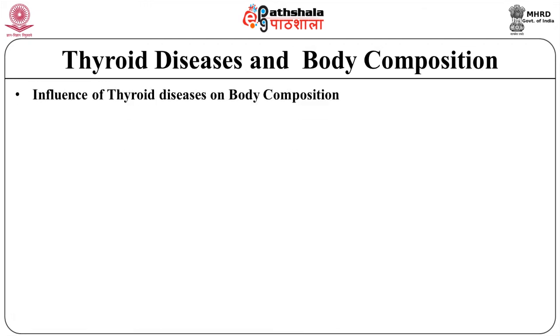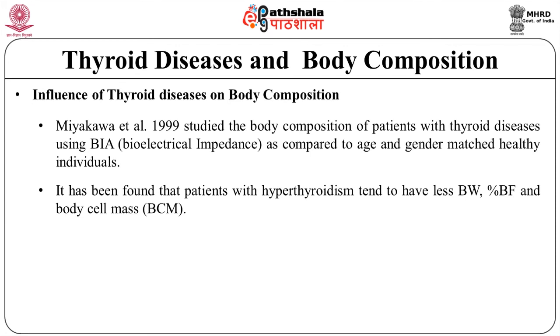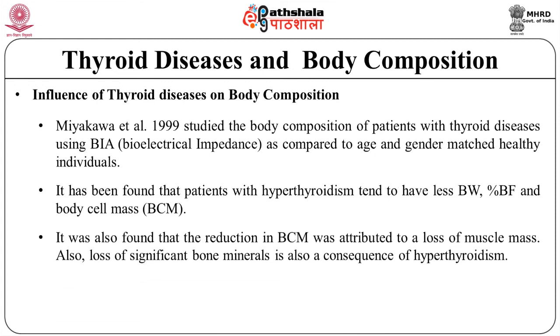Now, influence of thyroid disease on body composition. Maikawa et al. 1999 studied the body composition of patients with thyroid disease using BIA, which is the bioelectrical impedance technique, as compared to age and gender matched healthy individuals. It has been found that patients with hyperthyroidism tend to have less body weight, body fat percentage and body cell mass, BCM. It was also found that the reduction in BCM was attributed to a loss of muscle mass.